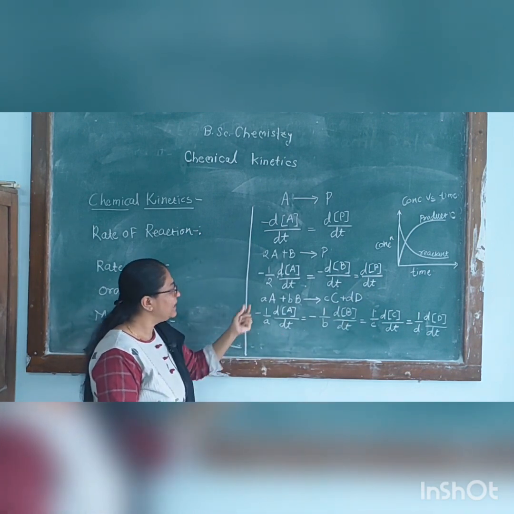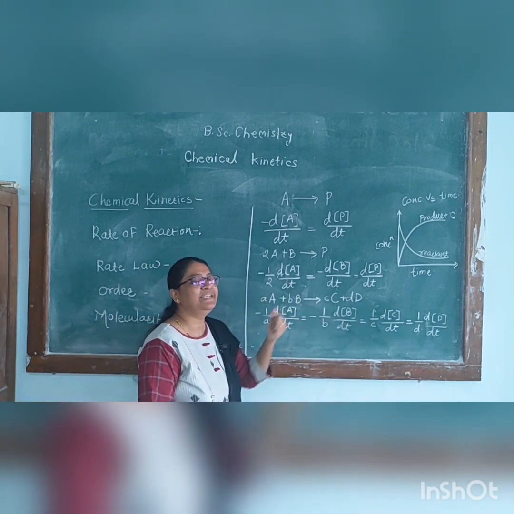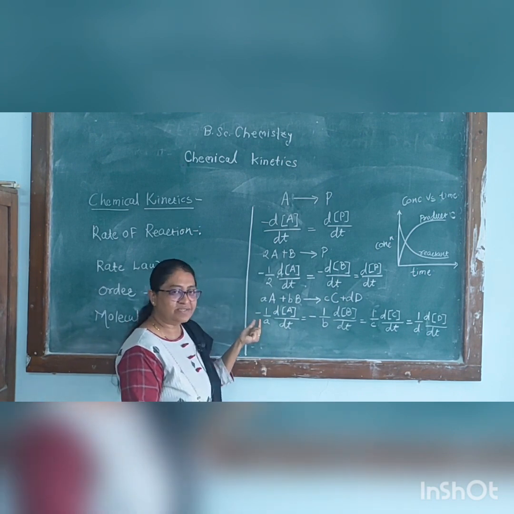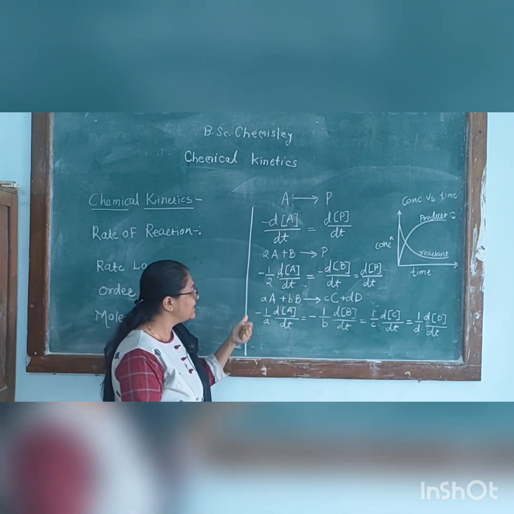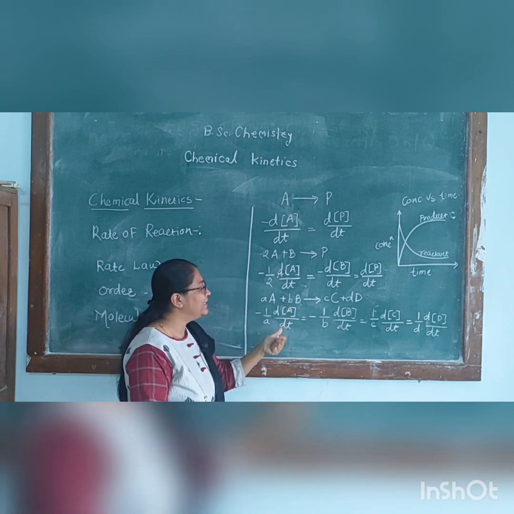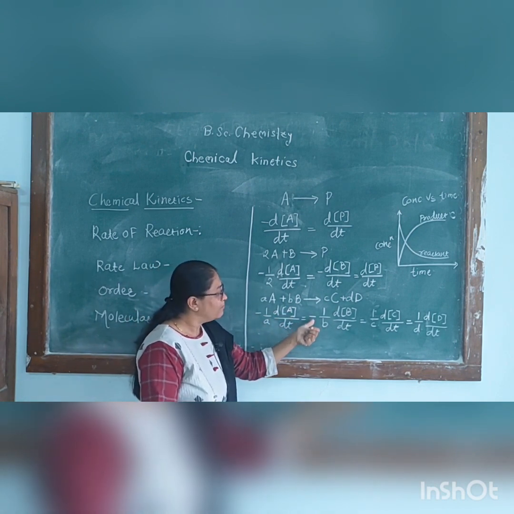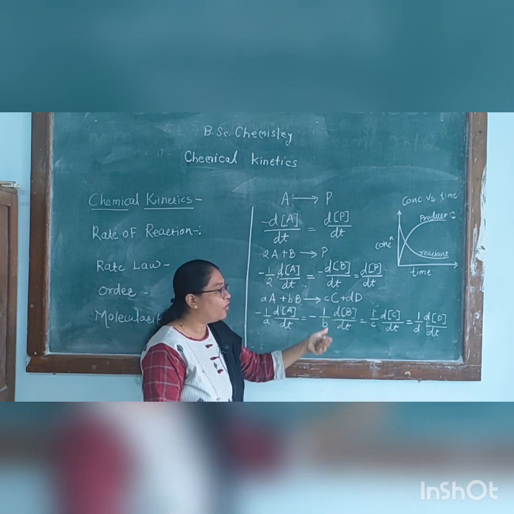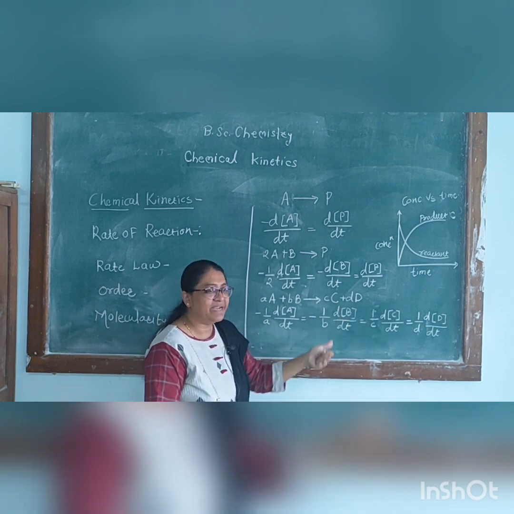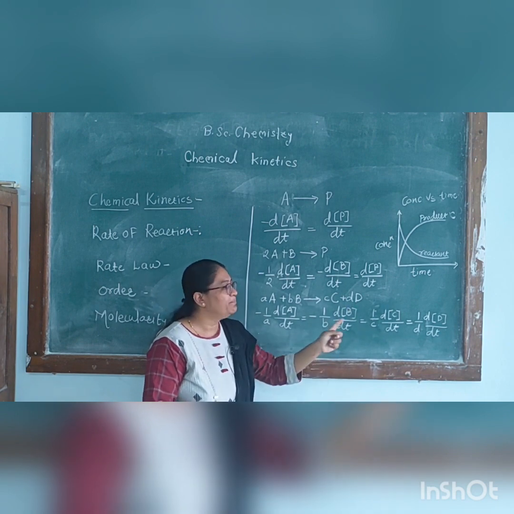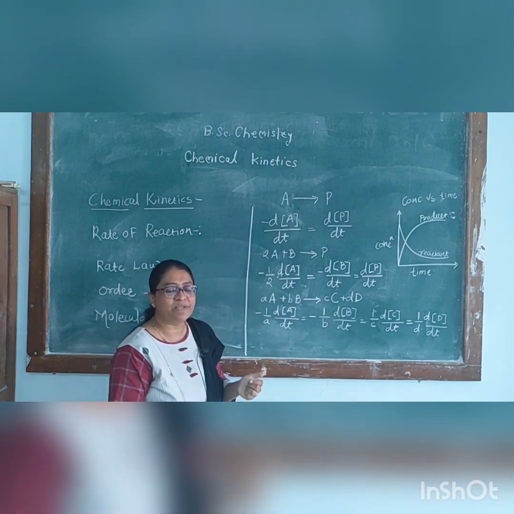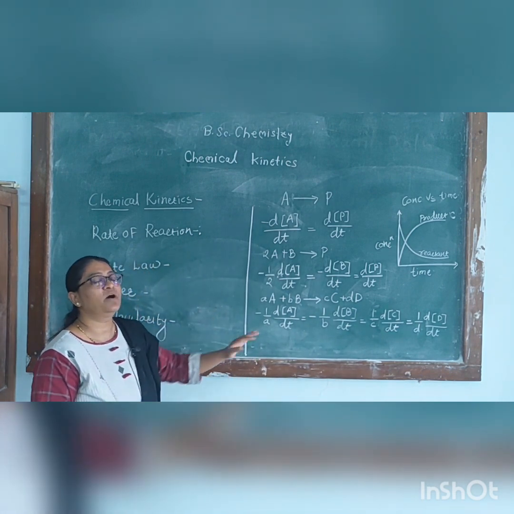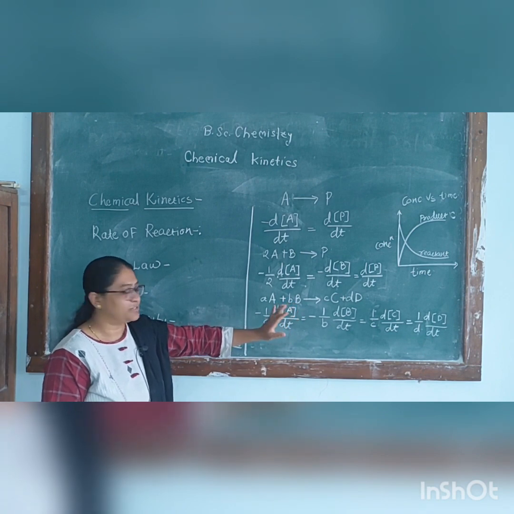This is the general example, with small a, small b, small c and d. These are the stoichiometric coefficients in a balanced reaction. This is how the rate is expressed for this reaction. It can be expressed as minus 1 upon a dA by dt, which is equal to minus 1 upon b dB by dt, or 1 upon c dC by dt, or 1 upon d dP by dt. The square brackets express the concentration terms. So this is how the rates of the reactions are expressed.